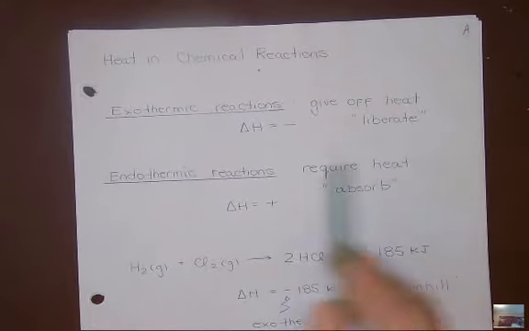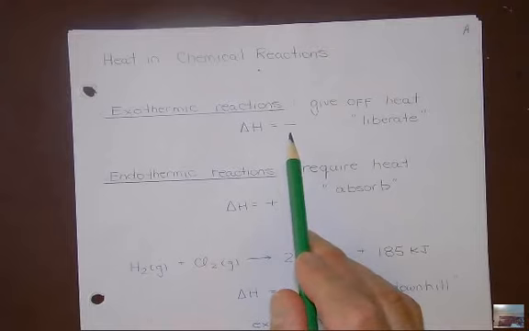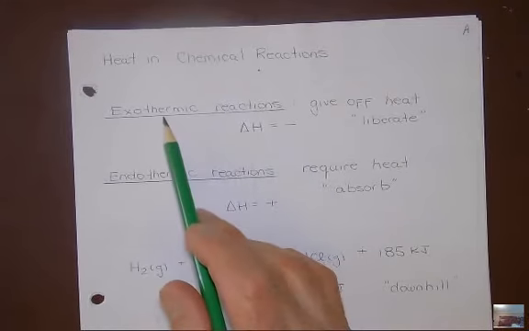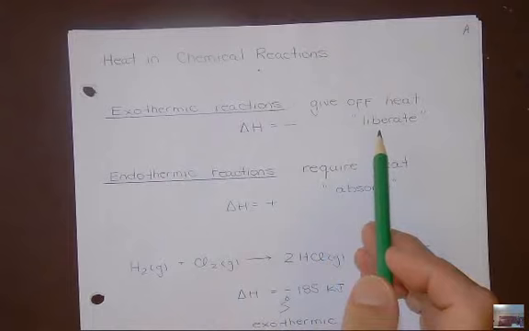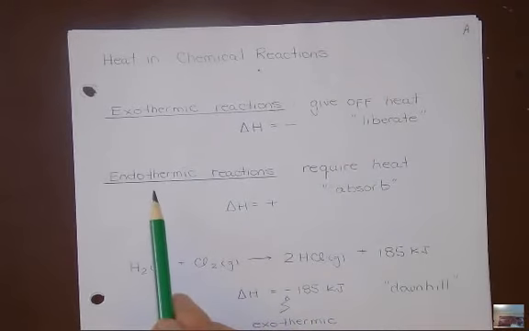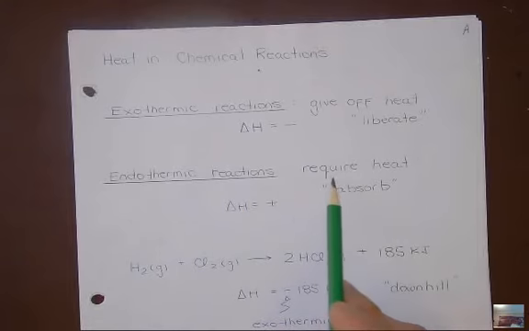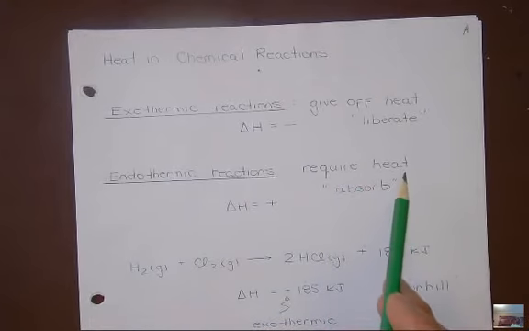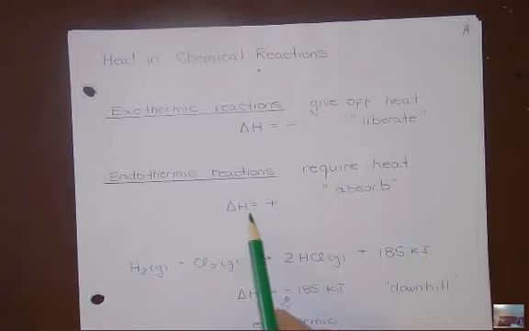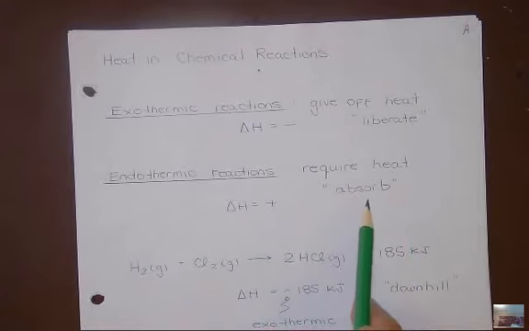okay? So delta H equal to negative is a downhill reaction. It gives off energy. Another way to say it is it gives off heat or liberates heat. The opposite of that is an endothermic chemical reaction, a reaction that requires heat in order for it to occur. So delta H would be positive and it absorbs heat.